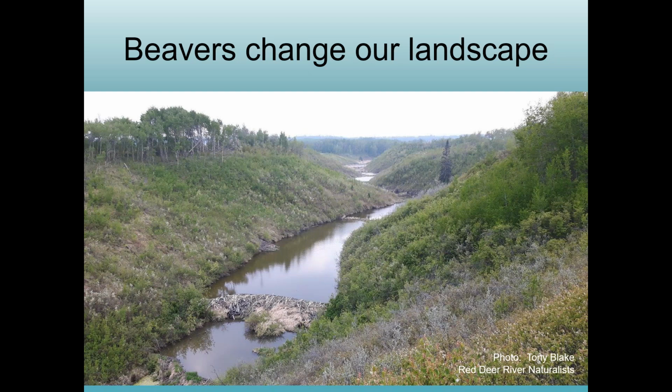So our focus today, of course, is about beavers and how beavers change our landscape. Because they do have a lot of ability to make changes to our landscape, they are often called ecosystem engineers. They are a keystone species, but that engineering sometimes causes consternation and gets them into trouble with people when they're doing things that we're not happy with.